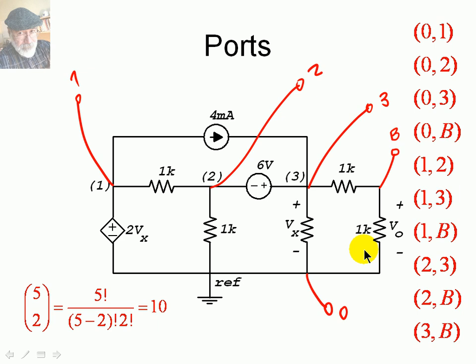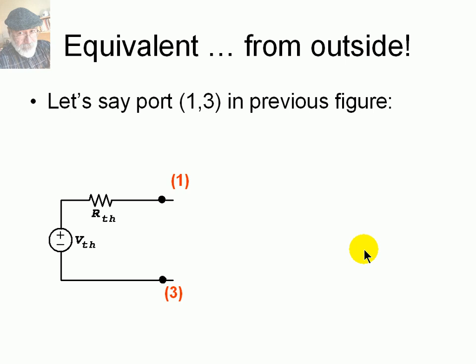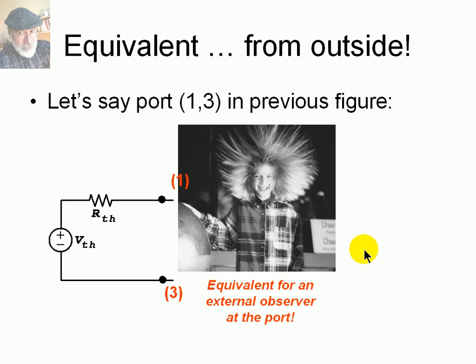Given a network and the port, find the Thevenin equivalent on that port. The thing is, the same network has different Thevenin equivalents depending on which port we're looking at the network through. Let's say we have port 13 in the previous figure, and we find the Thevenin equivalent for the network through that port, and it's that one. Well, that is equivalent to that network only for an external observer connected to that port, like this one.